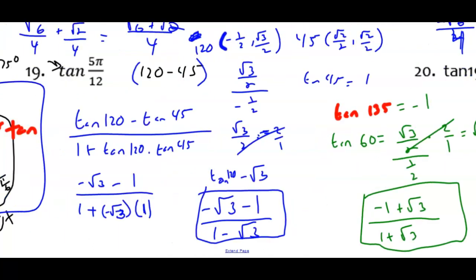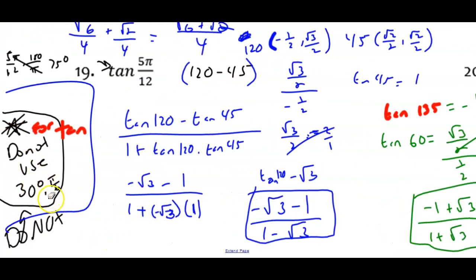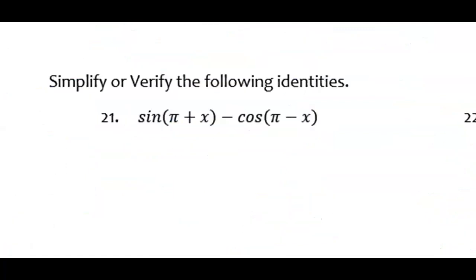Again, do not use 30 degrees for tangent, okay? It will mess you up. All right, let's keep going.